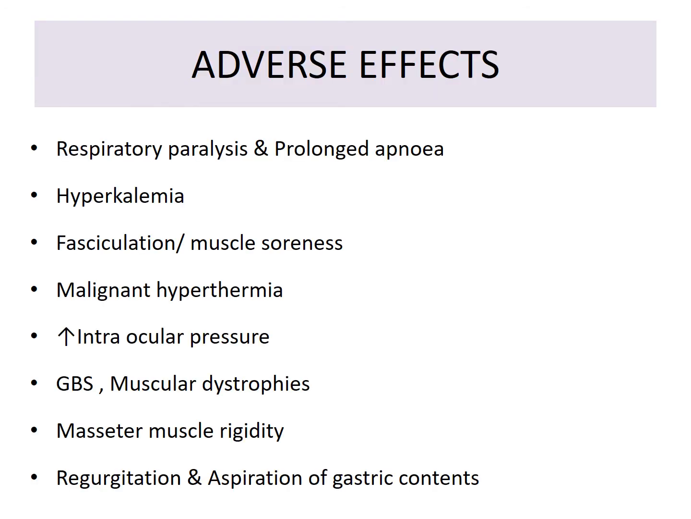Coming to the adverse effects, it produces respiratory paralysis as well as prolonged apnea, mainly in cases of atypical pseudocholinesterase, and hyperkalemia. Hyperkalemia occurs because initially it produces muscle depolarization and fasciculation, so there will be release of potassium from intracellular stores to the extracellular site. This fasciculation leads to muscle soreness, and sometimes to malignant hyperthermia, increased intraocular pressure, muscle dystrophy, masseter rigidity, and aspiration of gastric contents.